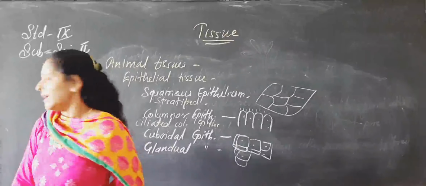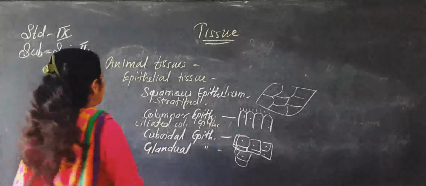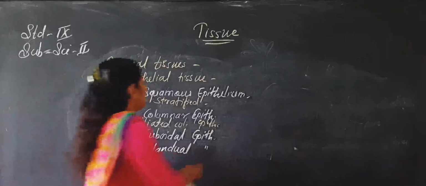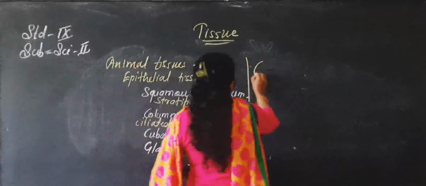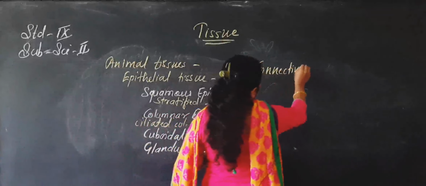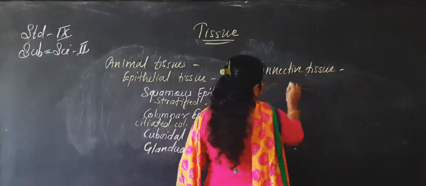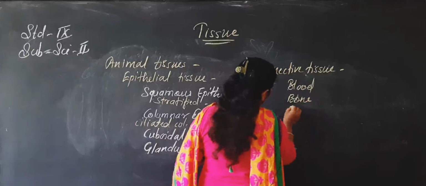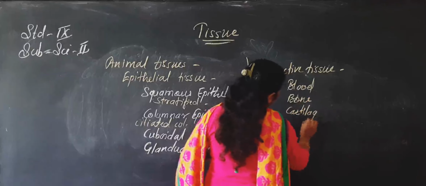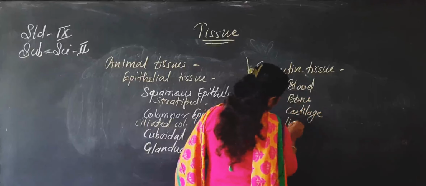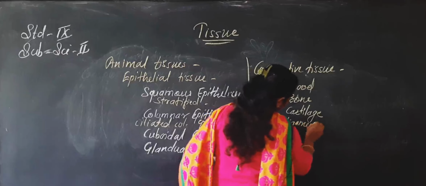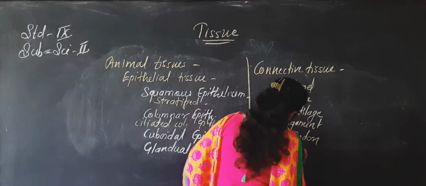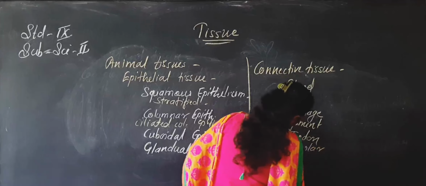So, this is about the epithelial tissues in animal tissue. Next, we are going to see connective tissues in animal tissue. There are different types of connective tissue: blood, bone, cartilage, ligament, tendon, areolar tissue and adipose tissue.